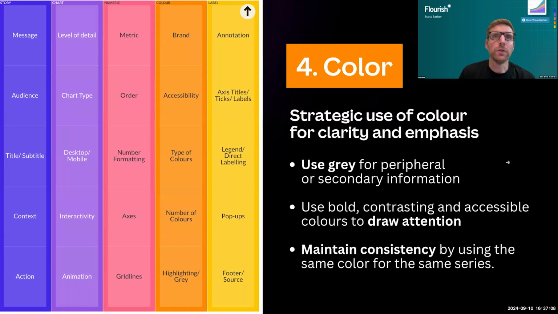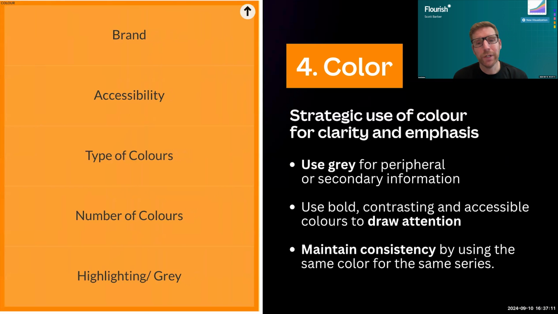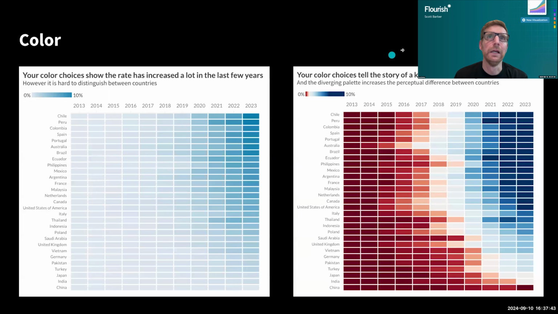Okay, so our point 4 is on color. Sometimes we're a little bit hemmed in if we've got a corporate brand or something we need to adhere to, but we can still use color, and it's a really important way of emphasizing our story. If we go down the list here, we've got things like accessibility, which is really important, making sure everyone can see the right colors, the type of colors. We might look at that in a second in terms of how you use colors to make a scale, so diverging colors perhaps, and then the number of colors, and then how we use them for highlighting.